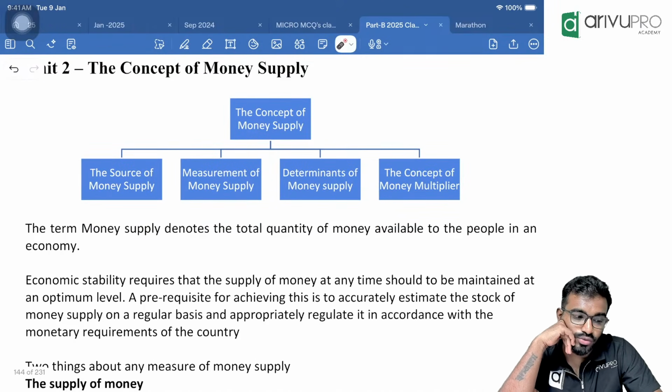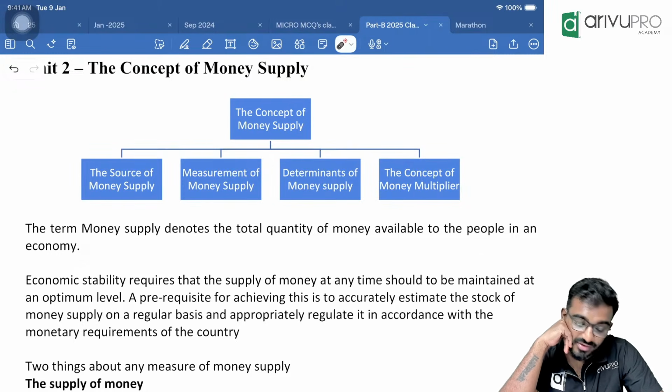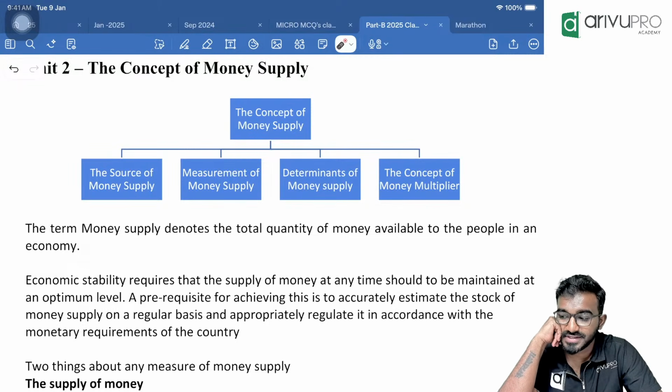So most of the numericals we get will be from this particular unit in chapter 8 actually. M1, M2, M3, M4 calculation, money multiplier calculation, credit multiplier calculation. All of this will come from unit 2. One of the easiest units.